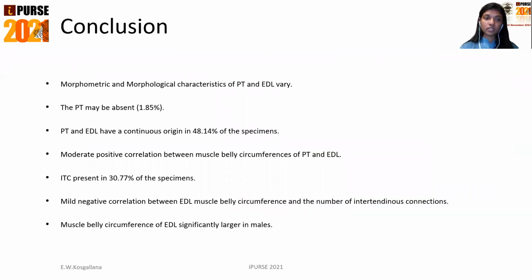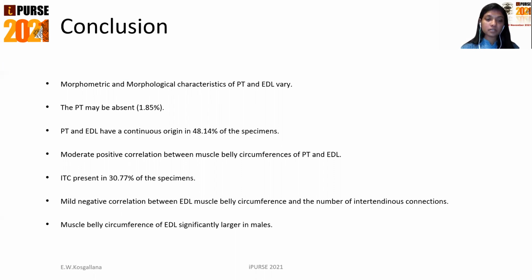So, in conclusion, the morphometric and morphological characteristics of Peroneus Tertius and Extensor Digitorum Longus vary among individuals. The Peroneus Tertius may be absent in a minority. The Peroneus Tertius and the EDL have a continuous origin in almost half of the specimens. There was a moderate positive correlation between the muscle belly circumferences of PT and EDL.